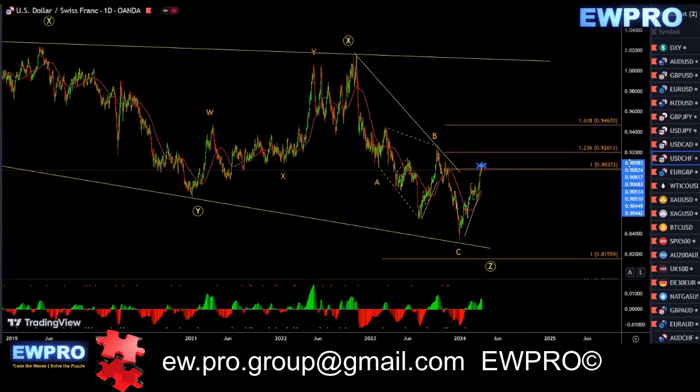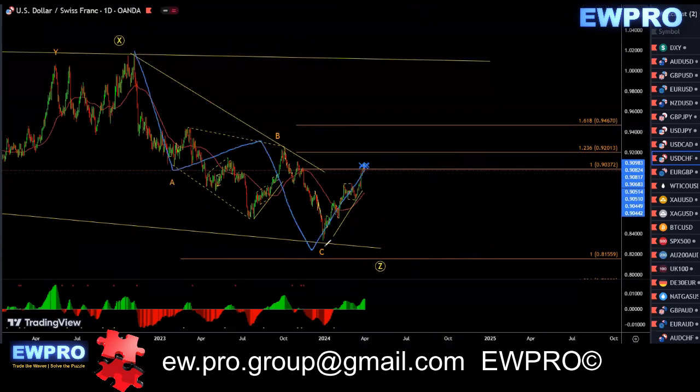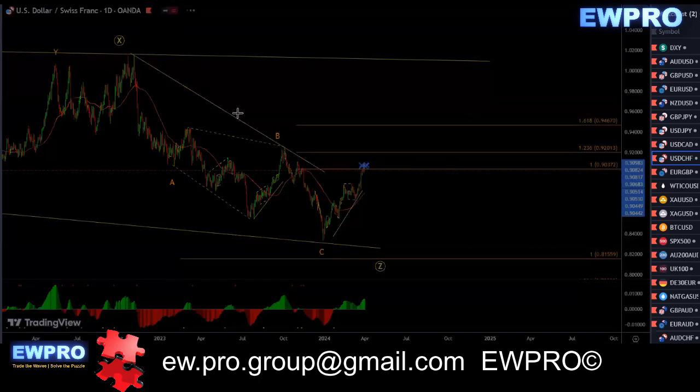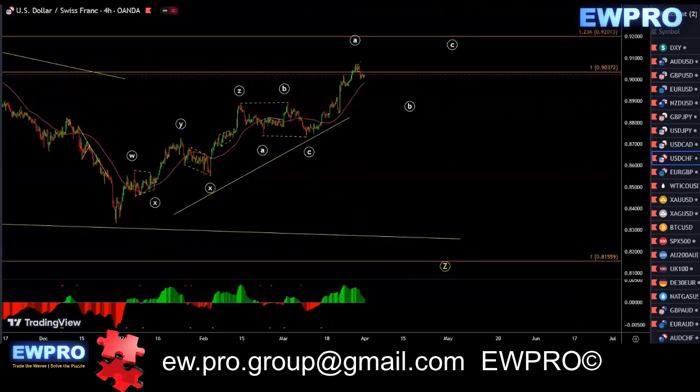USD Swiss franc. So the daily, we got that A, B, C. We got a nice impulse up. So wherever this ends on the daily, I'll be looking for a correction for more upside. On the H4, we got the 5 up in here, larger correction, and we get an A. I'll be looking for at least a B and a C up. It may turn motive like this and give us 5 up here.